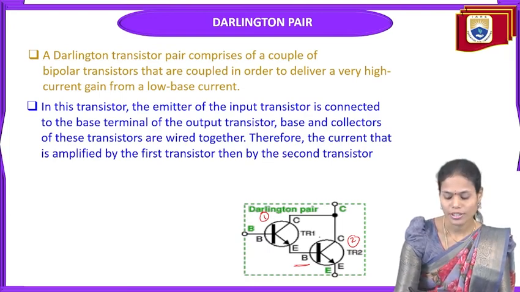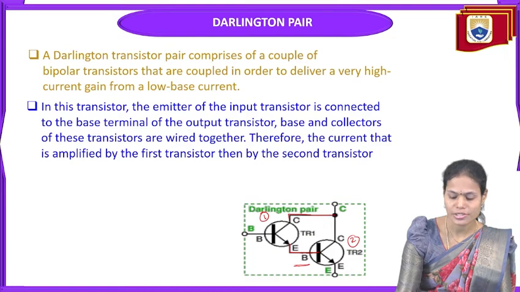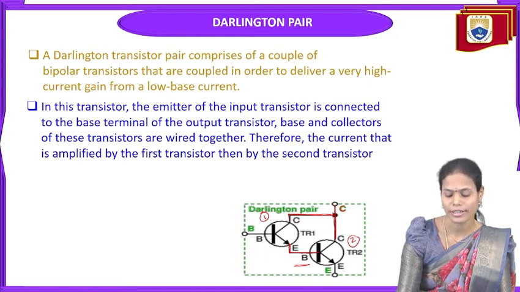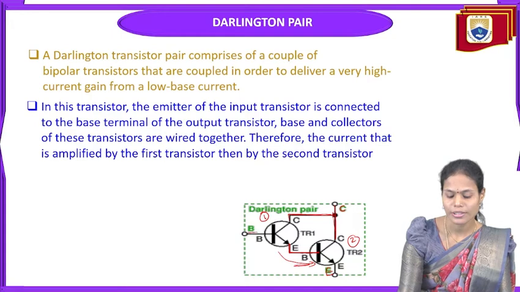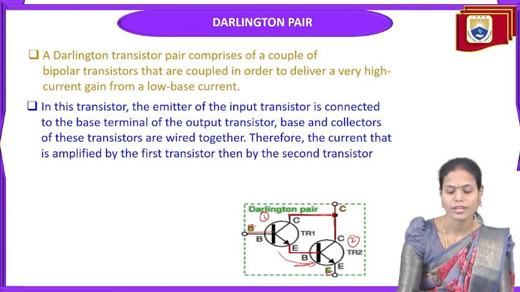So in this particular configuration, the emitter terminal of the first transistor is connected to the base terminal of the second transistor, and the collector terminals of both the transistors are tied together. Here, the collector of first transistor and the collector of second transistor are tied together, and we can take it as a single collector. Also the emitter terminal of the first transistor and the base terminal of the second transistor are tied together, and the emitter terminal of the second transistor we are taking as the emitter, and the base terminal of the first transistor we are taking as the base.